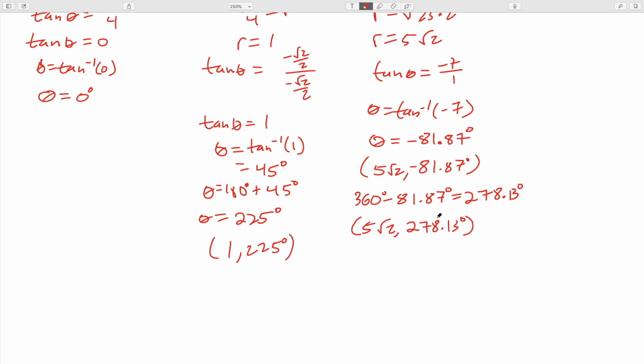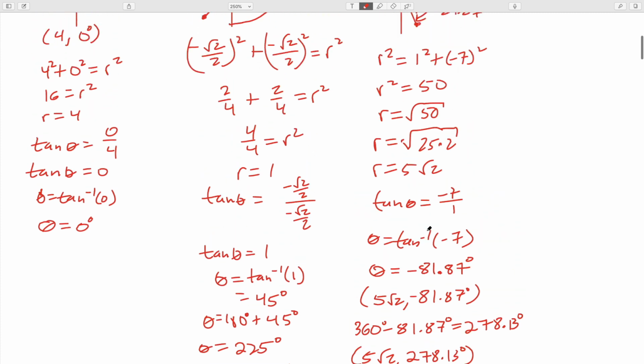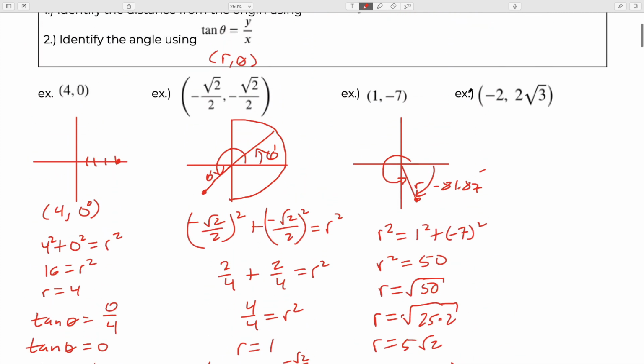They might want only positive. They might want the smallest angle, whatever may be the case. But there you can see there's multiple representations, and that's going to become important. We're going to expand upon this a little bit later. All right, and now let's go and do the last example here.